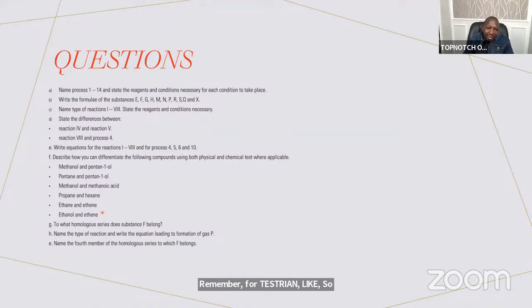You can also add sodium metal to each of them. With ethanol, there'll be bubbles of a gas, but with ethene there'll be no gas formed. I'll be able to post more of the answers to those questions on my Twitter handle.